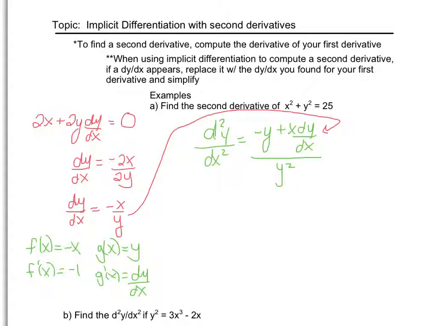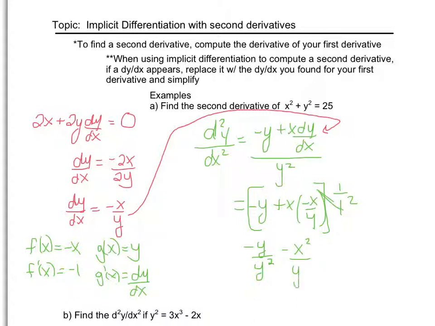I'm also going to say that, instead of dividing the whole thing by y squared, I'm going to multiply the whole thing by 1 over y squared. Then I don't have the double fraction. And again, this all gets multiplied by 1 over y squared. Now from here, I can distribute the 1 over y squared in and also multiply my x's, giving me negative y over y squared minus x squared over y cubed.